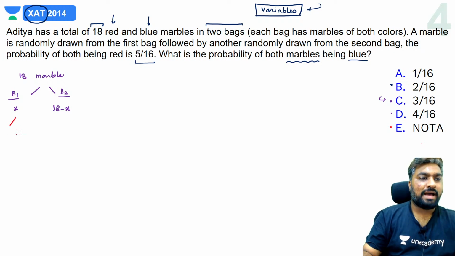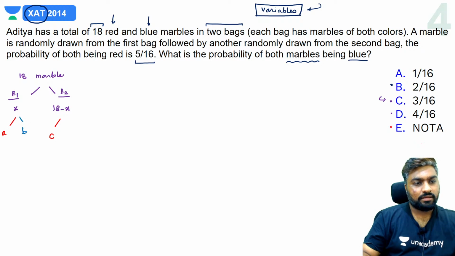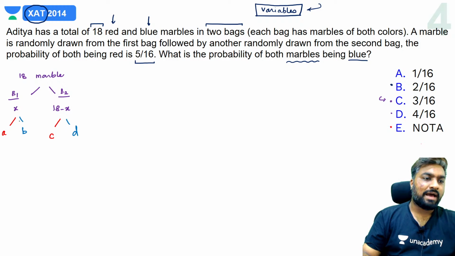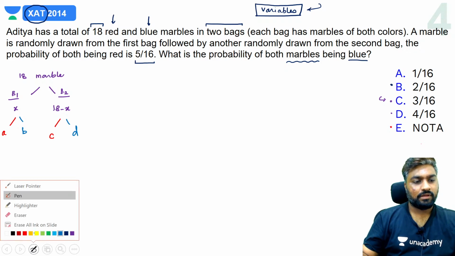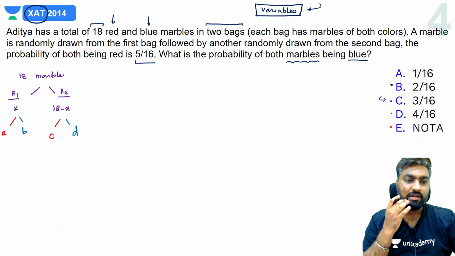Red marbles in bag 1 को A ले लेंगे. Red marbles in bag 2 को C ले लेंगे. Blue marbles in bag 1 को B ले लेंगे. इसको D ले लेंगे, ठीक है? A B C D. Red in bag 1, blue in bag 1, red in bag 2, blue in bag 2, just to have an idea about what's going on. तो अलग अलग वेरिएबल यूज करेंगे तो will be better for us, है ना?